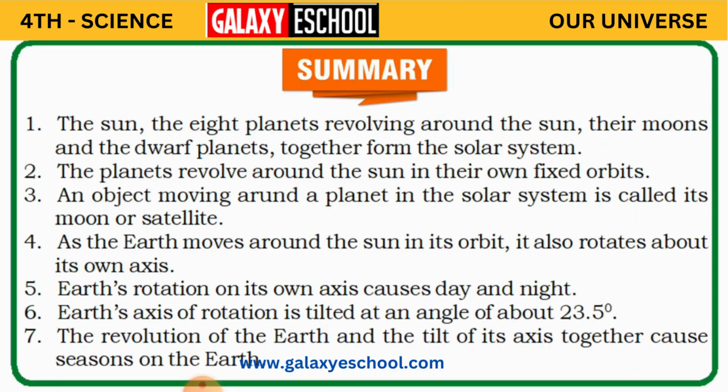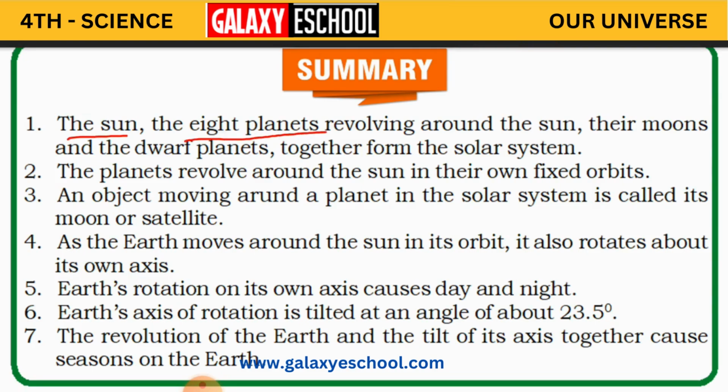What we have learned from the lesson, I'll just revise it once again for you in the form of a summary. Like the sun, the 8 planets revolving around the sun, their moons and the dwarf planets together form the solar system. Okay children, so what we have learnt about the solar system is the sun, the 8 planets which are revolving around the sun, and their moons. Which moons? The planets' moons here. Okay, the planets' moons, and the dwarf planets all together are going to form the solar system.